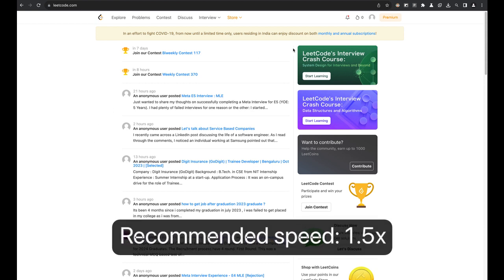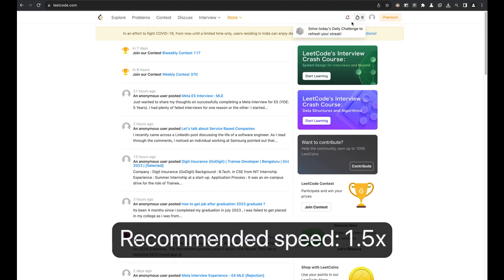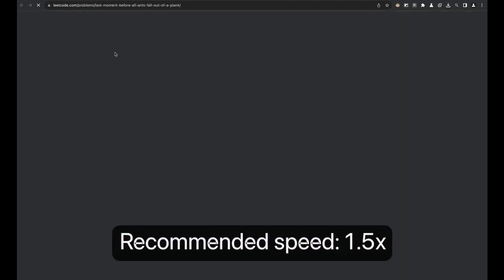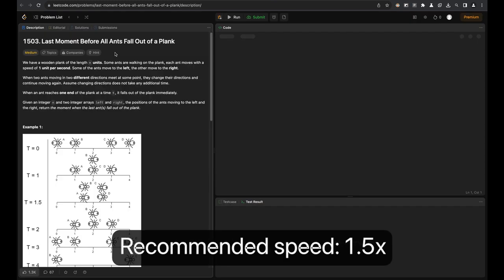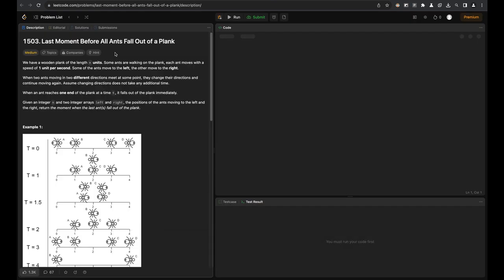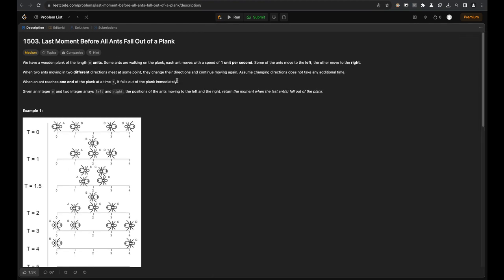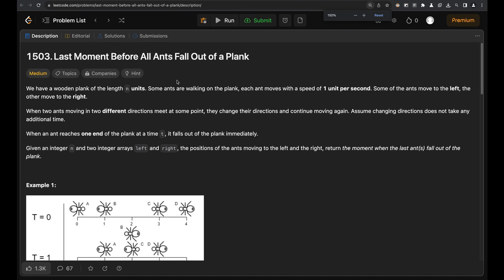Welcome to yet another daily challenge of Leetcode. Today we'll be seeing the "Last Moment Before All Ants Fall Out of a Plank" problem. So if I could maximize this, we can see it's a medium rated problem.